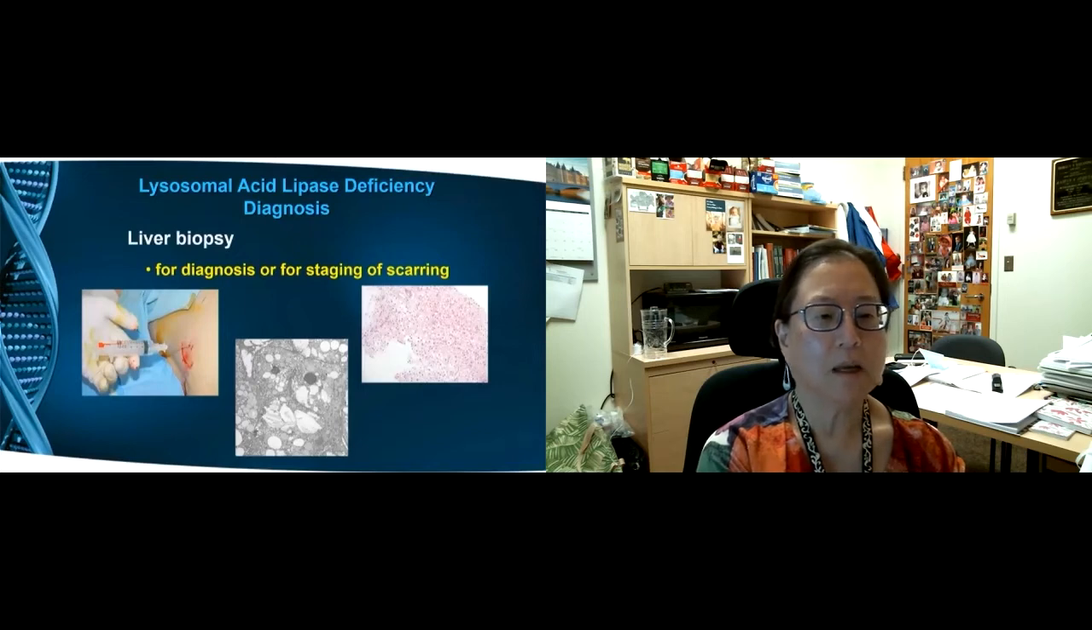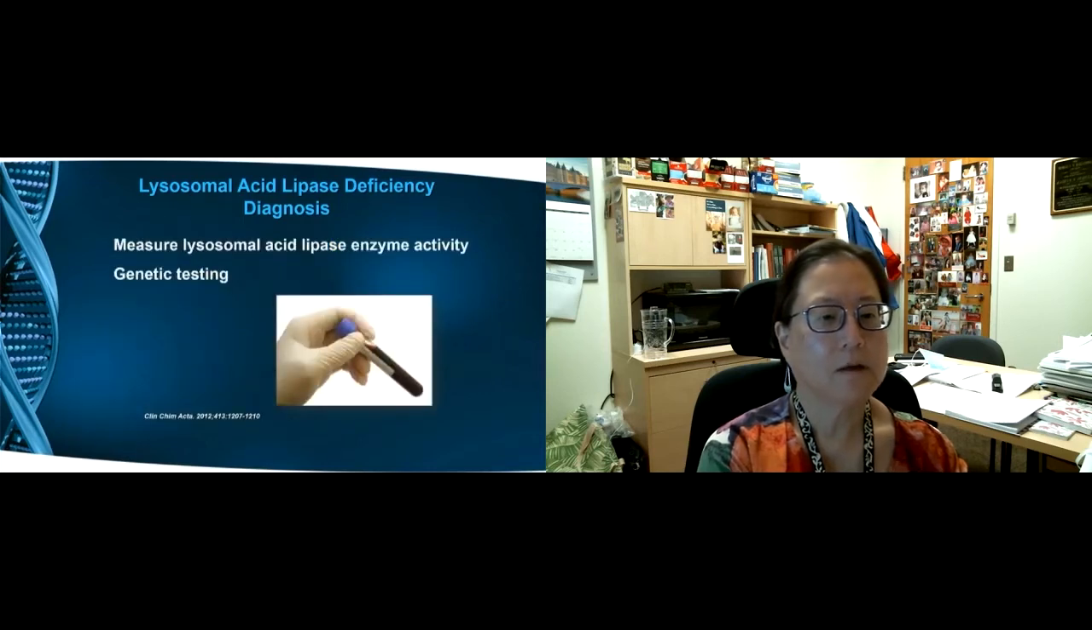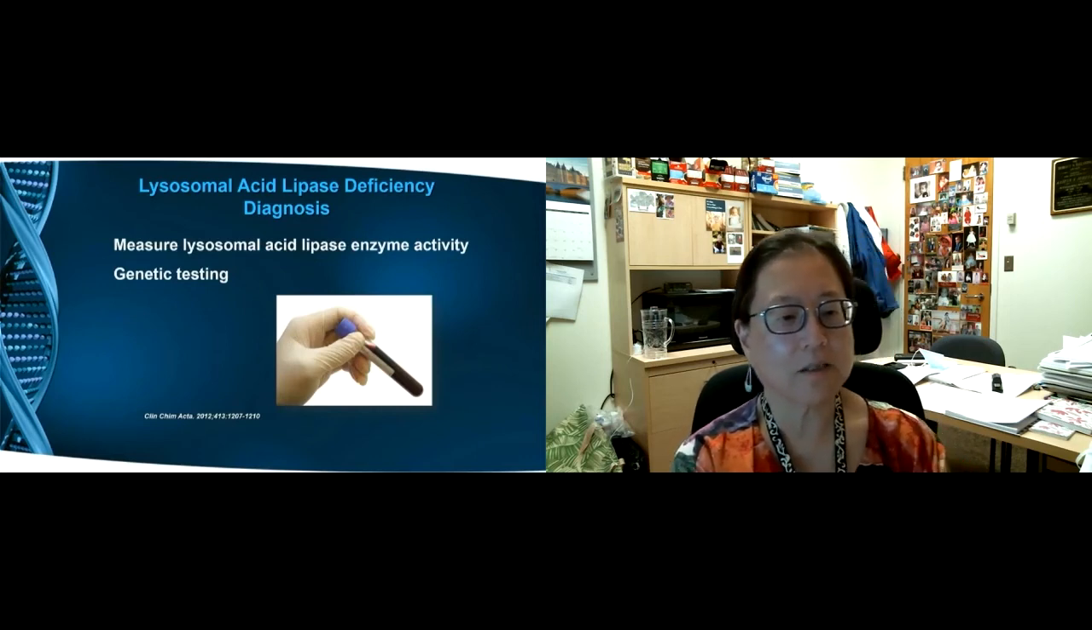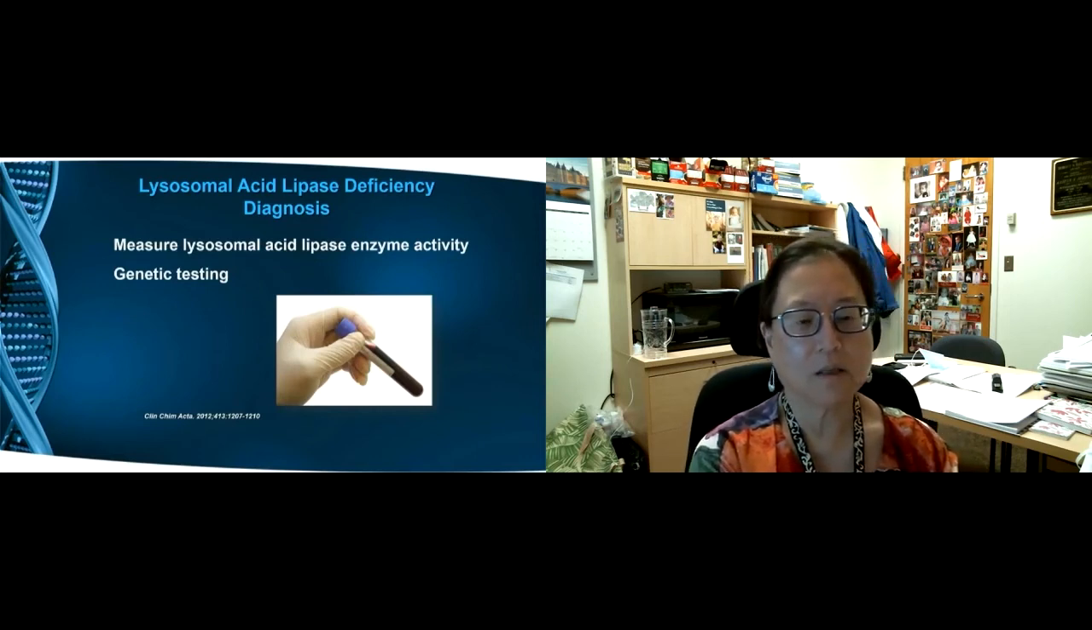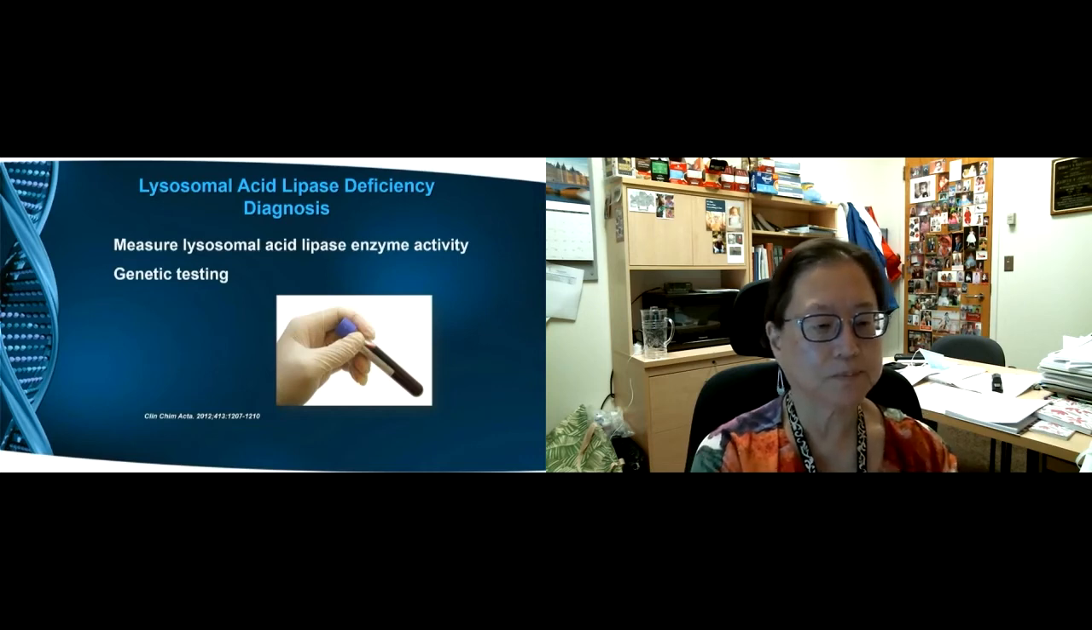And a liver biopsy may be helpful in the diagnosis, or at least for staging of the scarring if you already have the diagnosis, by measuring lysosomal acid lipase activity. Next slide. So probably the easiest way is to measure lysosomal acid lipase enzyme activity in the blood. This can be done with an actual blood sample or by drop testing. And of course, genetic testing is also helpful. Next slide.